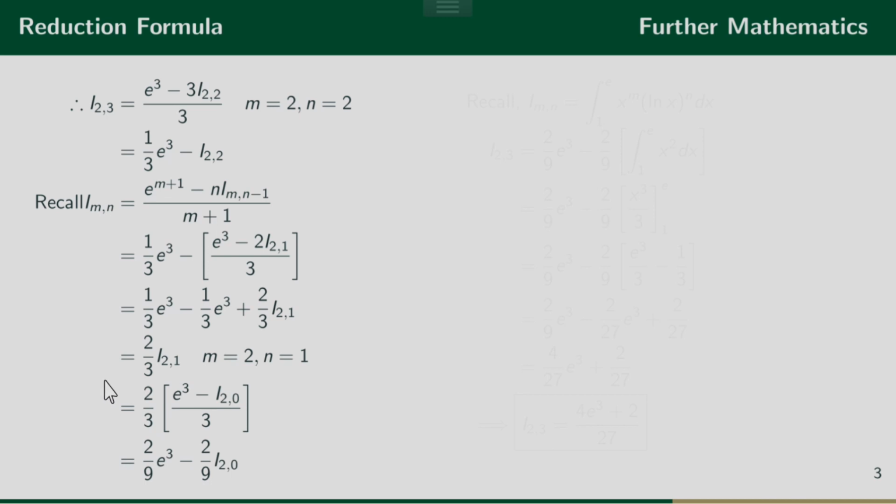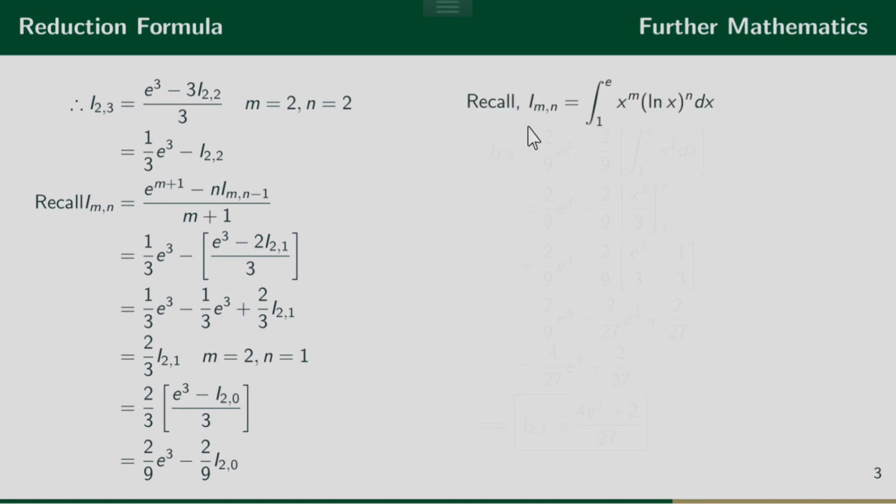So let me separate the numerator again. I have 2, 3 times 3 gives 9, so I have 2/9 e cubed minus 2 over 9 I2,0. At this point, I can no longer apply the reduction formula because n has to be greater than or equal to 1, but n here is 0. So instead, I will just plug it into the initial integral and integrate it.